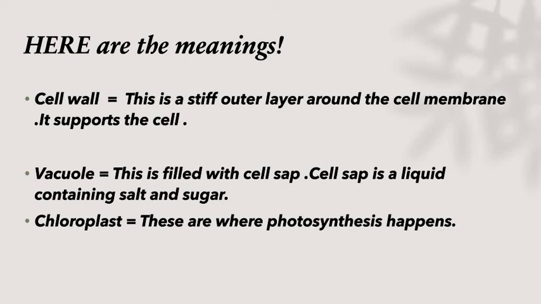And a vacuole is filled with cell sap. Cell sap is like a liquid substance that contains salt and sugar, like all these substances. And then chloroplast, these are where photosynthesis happens. Photosynthesis is like a process of using plants to make food. I'm not going to go into that because it's a whole different lesson and I don't want to spoil it.